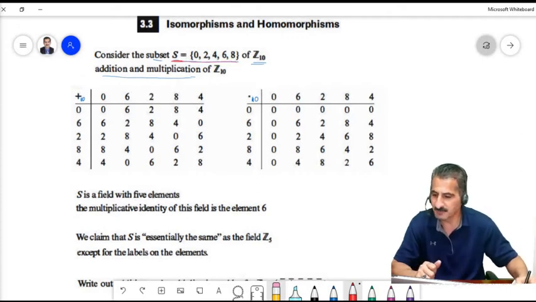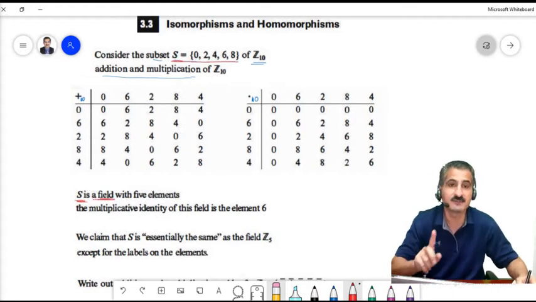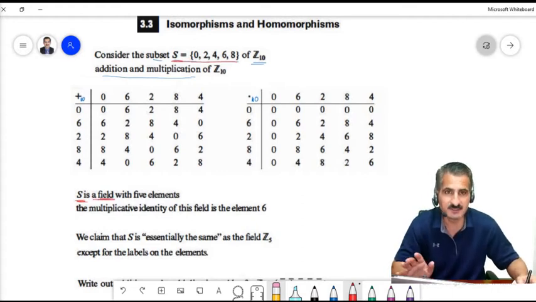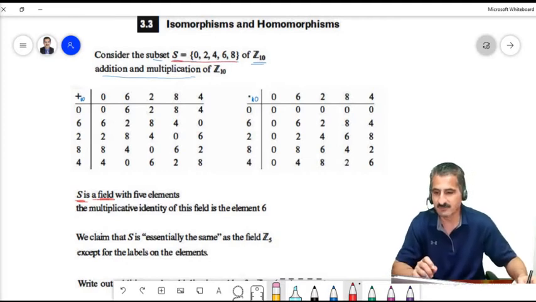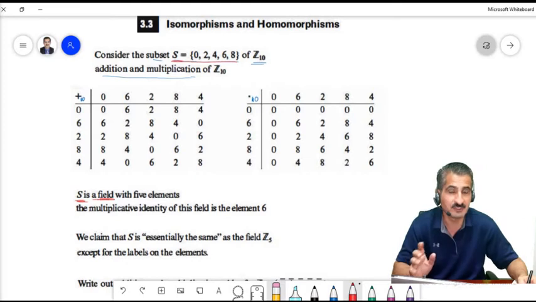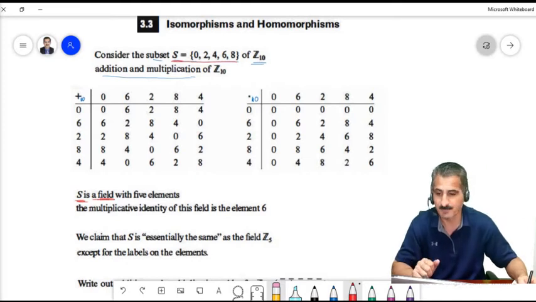Actually we claim that S is a field. S by itself is a field. Z10 is not a field. It has zero divisors. It is not even an integral domain. There are elements that are not units in Z10. For example, 2 is not a unit in Z10. So we claim that S is a field, and the multiplicative identity of this field is 6.